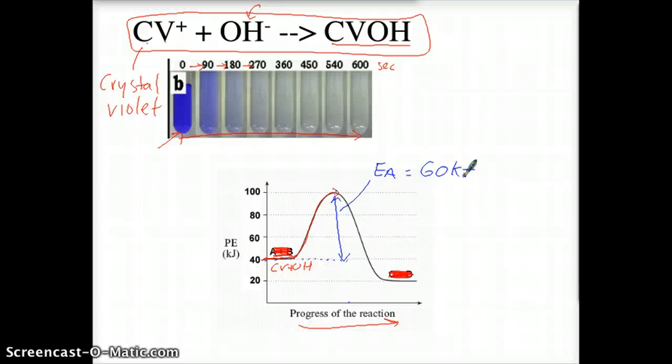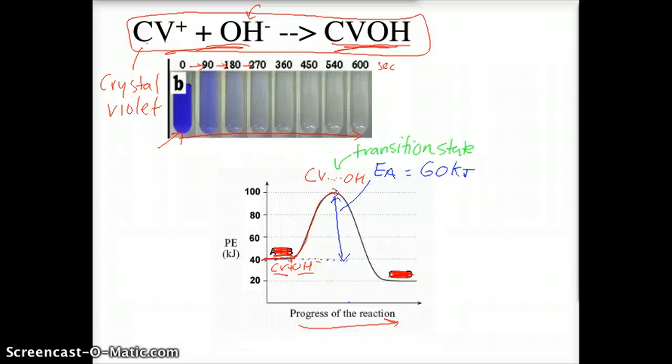Then, at this top point, we don't have CV and OH separate anymore. We have something that's in the middle. We haven't made our products, but we don't have our reactants. I'm going to draw it with a dotted line, CVOH, something like this. This molecule is in between. This is called the transition state. It's called the transition state because we're transitioning between reactants and products. We don't have reactants, we don't have products, we have some molecule that's kind of in between.